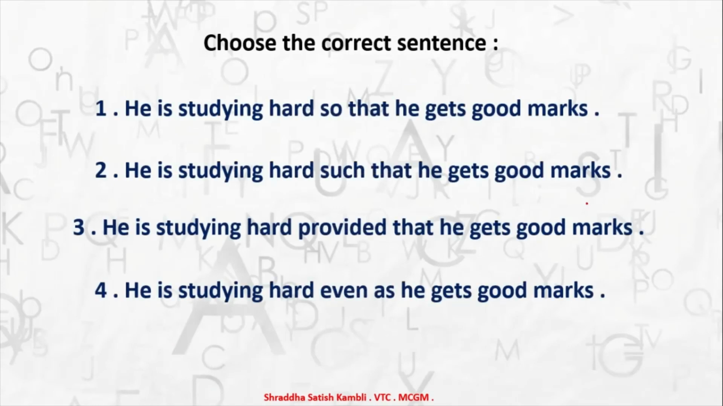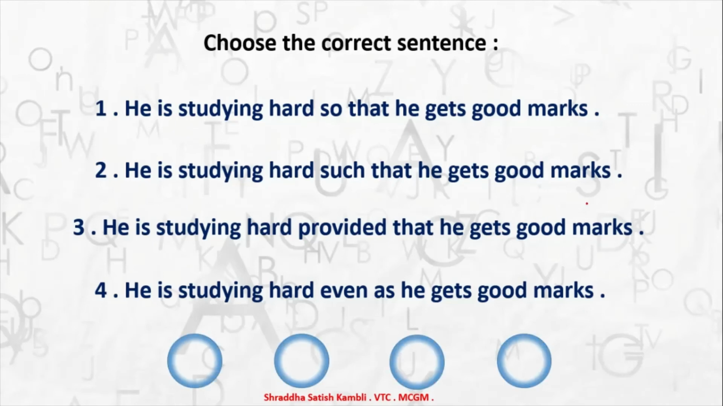He is studying hard so that he gets good marks. He is studying hard such that he gets good marks. He is studying hard provided that he gets good marks. He is studying hard even as he gets good marks. So what is he doing actually? The first one is correct, second one is correct, third one is correct, or fourth one is correct?